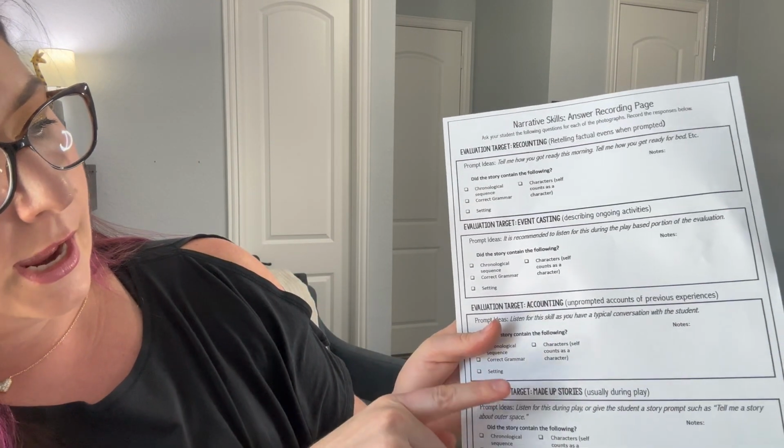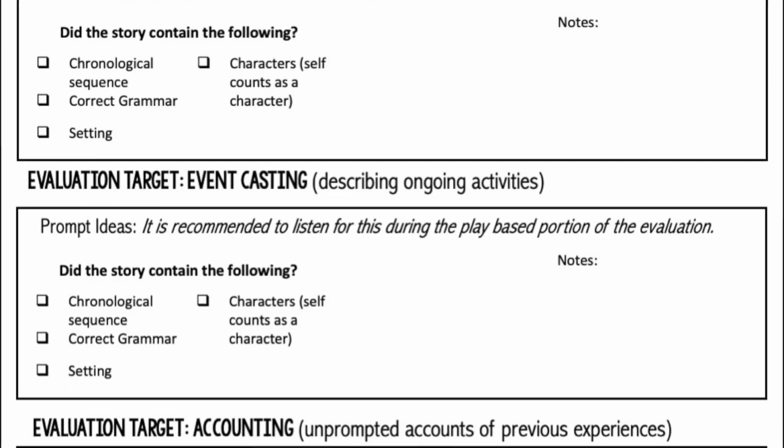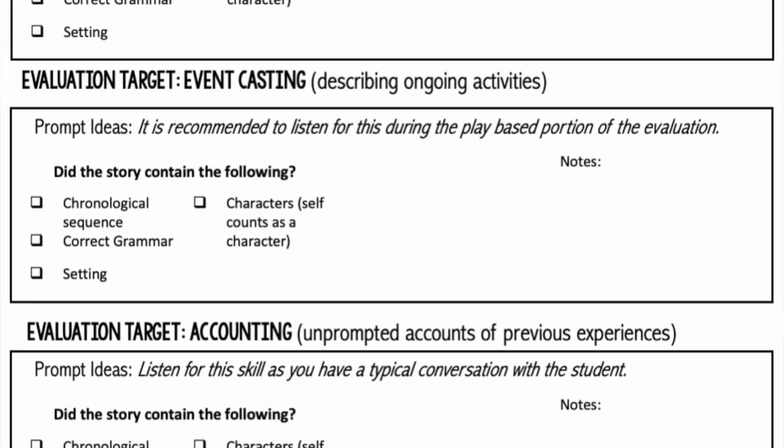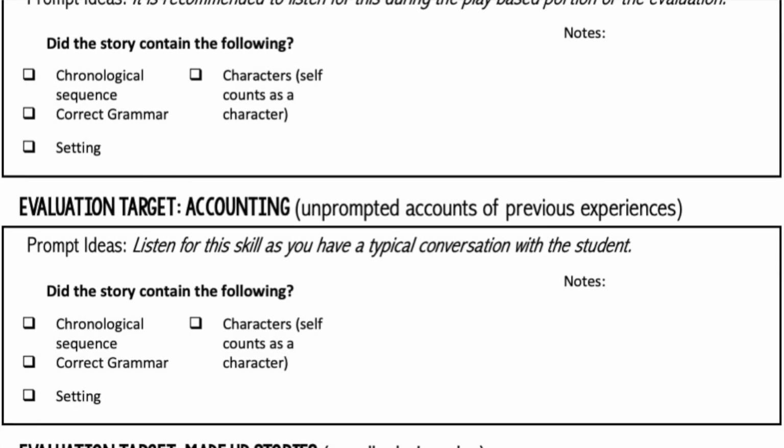And then we have accounting. So this is unprompted accounts of previous experiences. This is what I used to think was the first step of storytelling. So that would be when a child would just come up and tell me about their day. Or, my personal kids are at camp right now, and so we get in the car, I pick them up and they start telling me all the things they did at camp. That is a higher level storytelling skill than sequencing familiar routines.